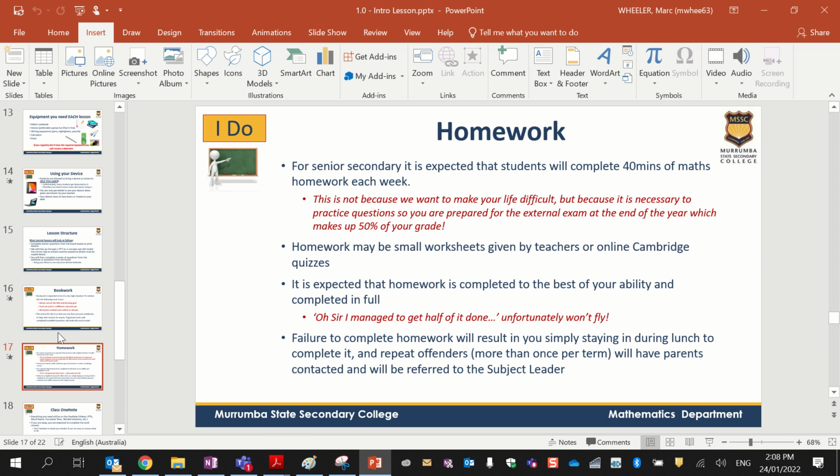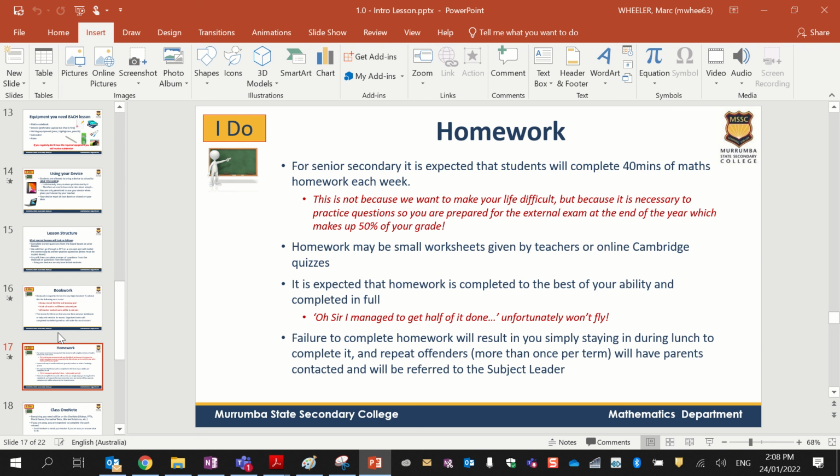Bookwork: make sure you always record the title, and mark your work in a different coloured pen if you can, that sort of stuff. Homework: for senior secondary students, it's expected that you complete 40 minutes of maths homework each week. Now, this is not because we want to make your life difficult, but because if we don't practice questions, you will not be prepared for the external exam, okay? And that makes up 50% of your grades. We have to practice, okay?